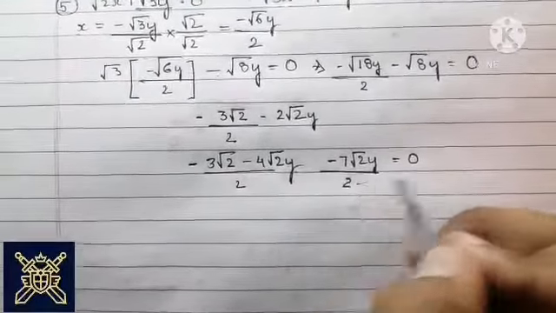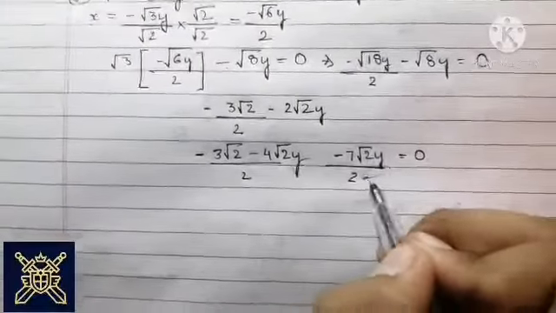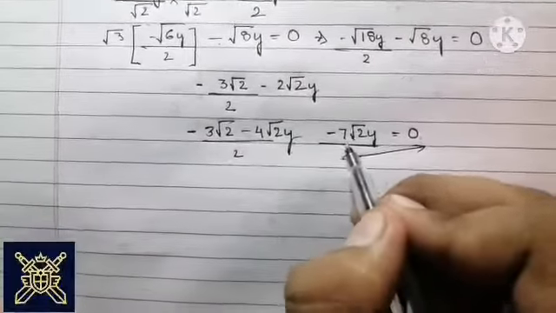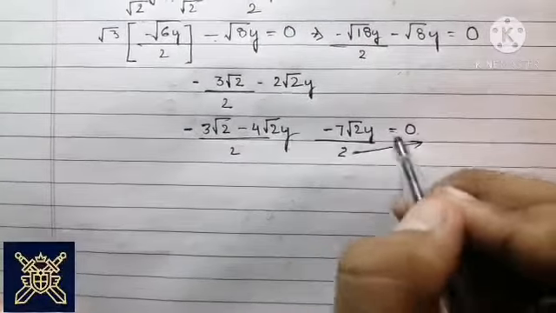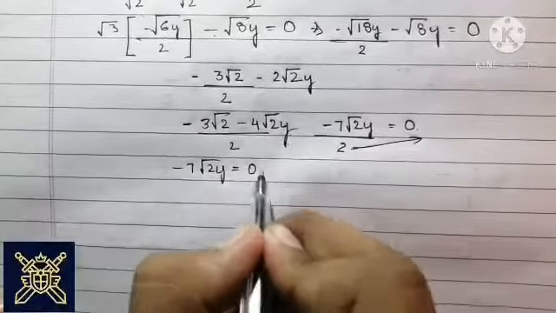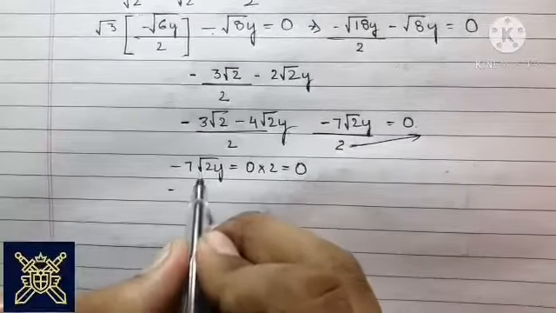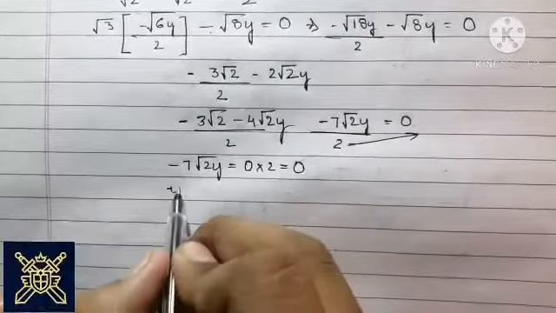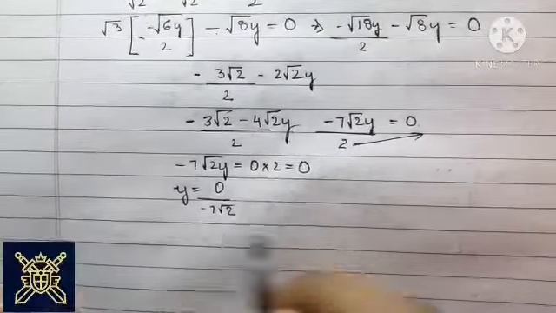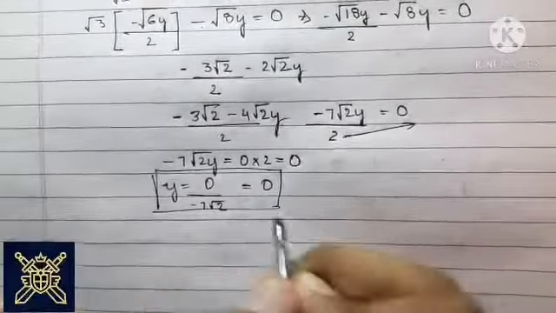You send this 2 over there, so send this root 2 over there. 0 into 2 is equal to minus 7 root 2y. So minus 7 root 2y is equal to 0 into 2, that is equal to 0. Similarly, minus 7 root 2 will go over that side. So y is equal to 0 upon minus 7 root 2. That is also equal to 0. So what we get is y is equal to 0.